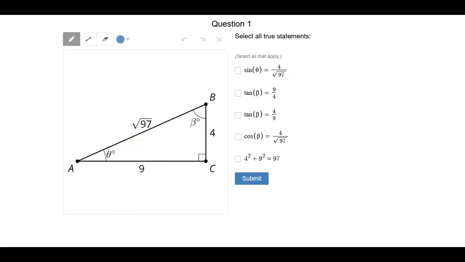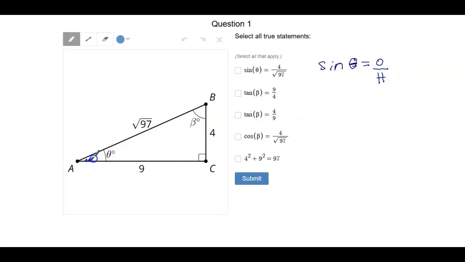So for the first one, it is saying sine of theta, and if you remember sine, sine of theta is equal to the opposite over the hypotenuse.